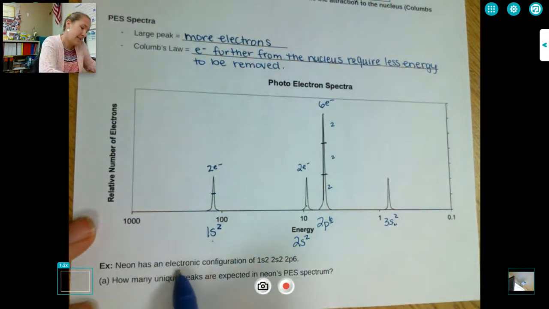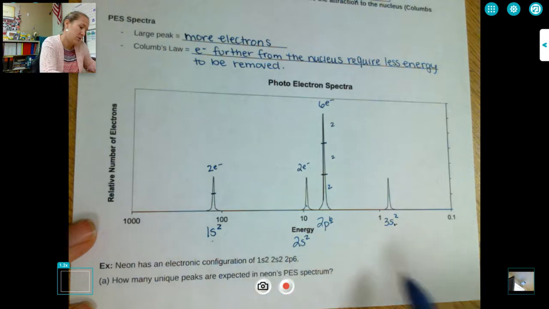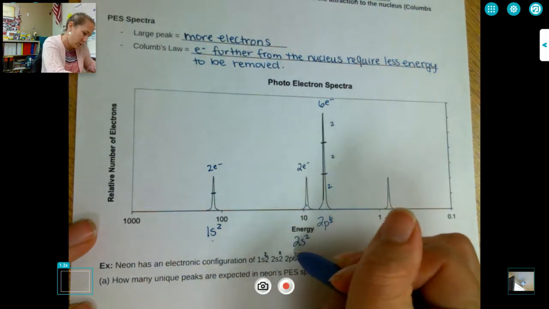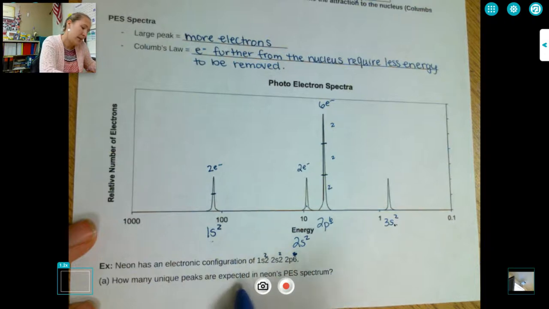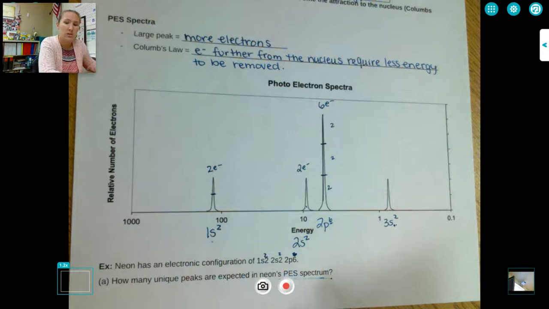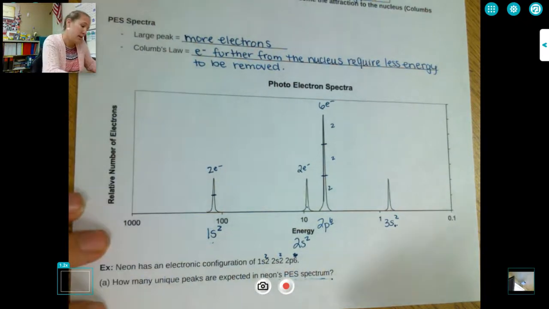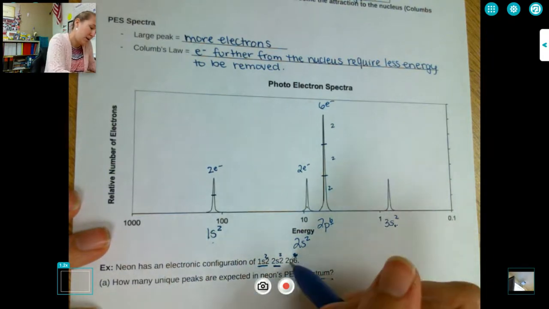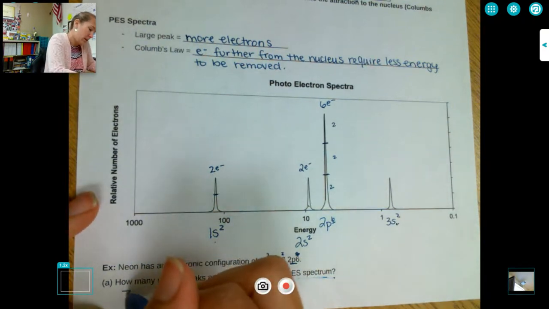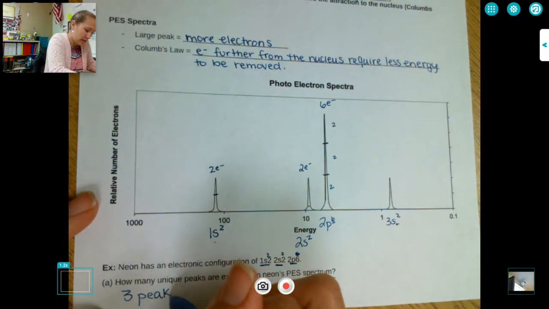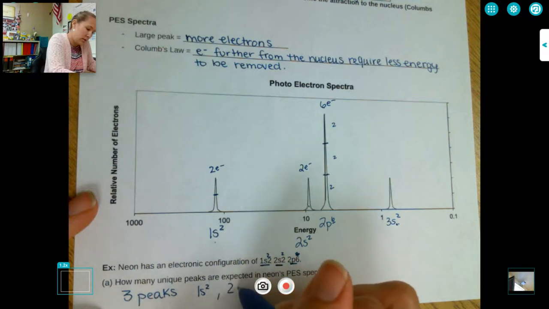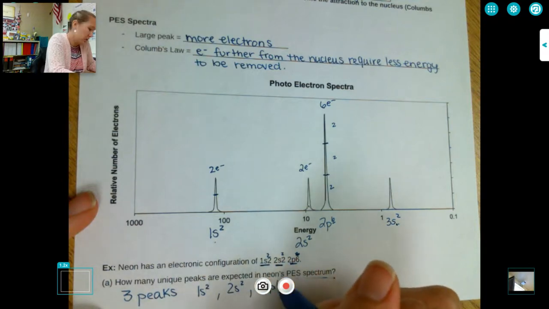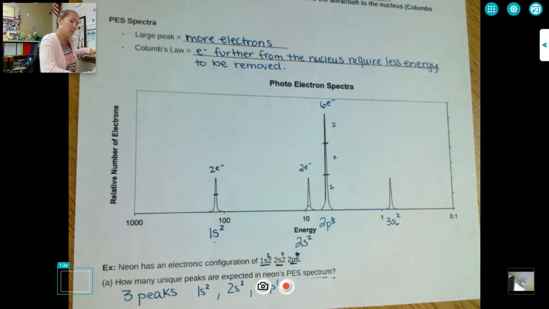All right, neon has an electron configuration 1s2, 2s2, 2p6. Pretend these are superscripts. How many unique peaks are expected in neon's PES spectrum? Well, we know that there's 1 peak for each shell that we see, and more specifically for each subshell that we see. So each one of these would be a peak. 1s2 would be a peak, 2s2 would be a peak, and 2p6 would be a peak. So there would be 3 peaks.